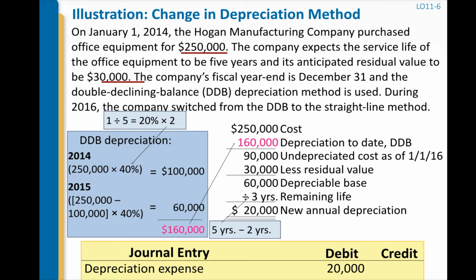You can't see it, but the credit side of this entry is accumulated depreciation for $20,000. Sorry, I cut that off there. Again, I just didn't want to end and have to restart the slideshow. So I'll just call it out if I see one that you definitely should pay attention to.